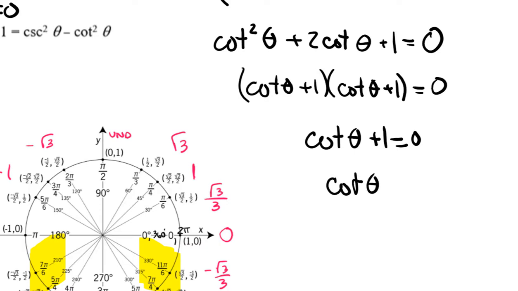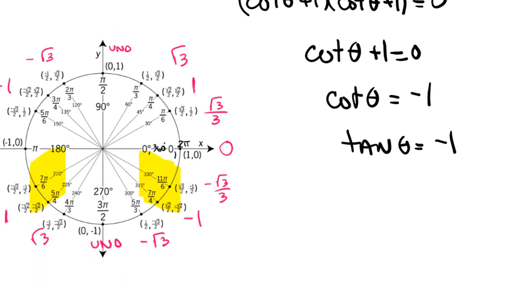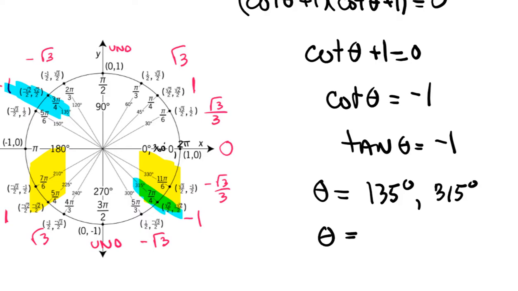And then cotangent theta is going to have a value of negative 1, which means my tangent is going to have the same value, because the reciprocal of negative 1 is itself. And then where's tangent negative 1 on the unit circle? That's going to show up here in quadrant number 2 at 135 degrees, and then over here in quadrant number 4 at 315 degrees. Notice they're 180 degrees apart. So that's kind of cool. So we've got our 135 degrees and our 315 degrees, otherwise known as 3 pi over 4 and 7 pi over 4.